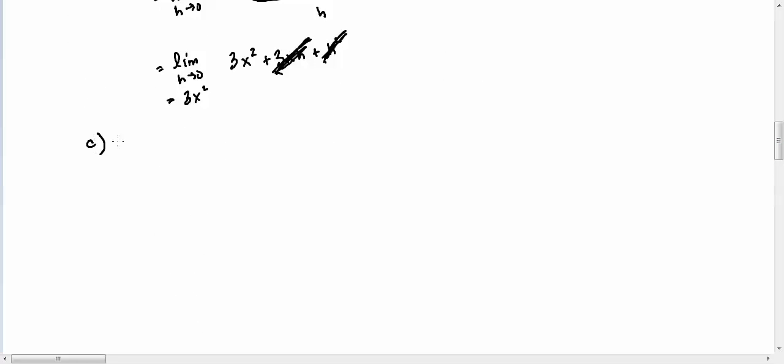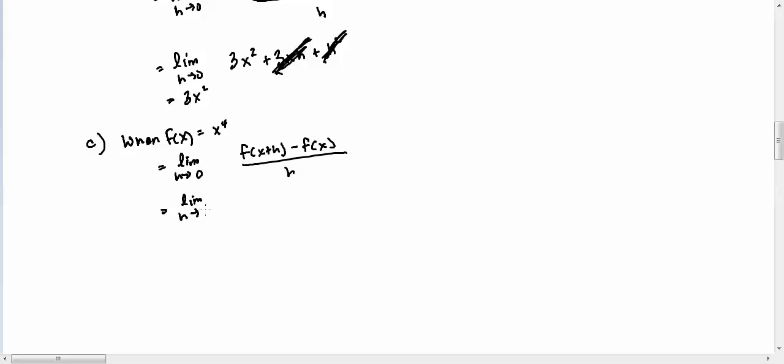Part C. When f of x equals x to the 4th power. Now, we want to find the limit as h goes to 0 of f of x plus h minus f of x all divided by h. Now, you should have been paying attention, so let me ask you, what are we starting to write? This is the limit. Come on, do some talking.